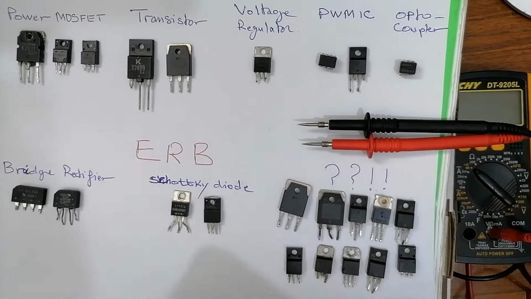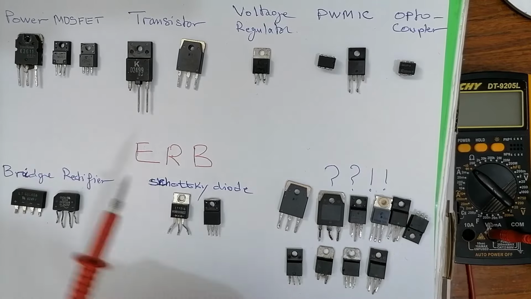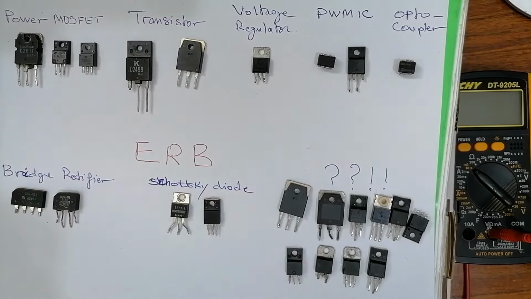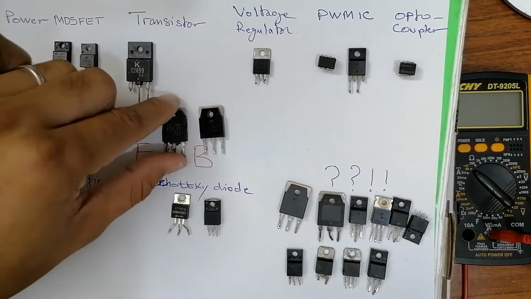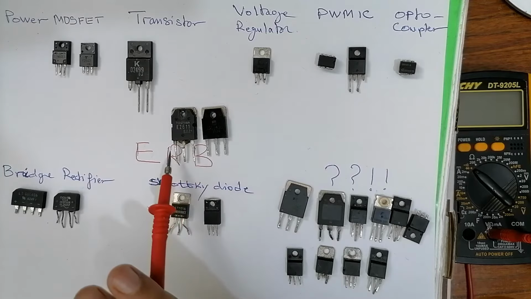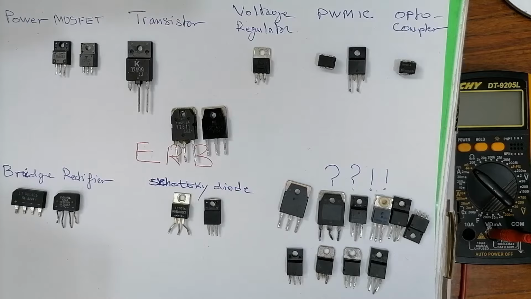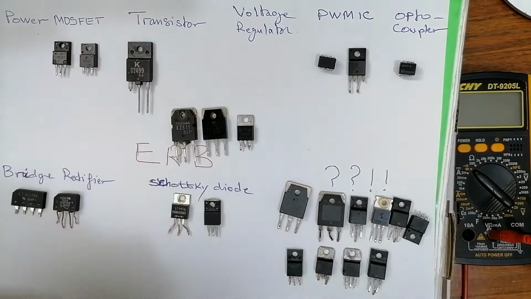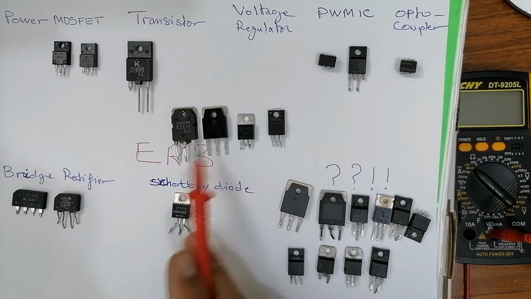So let's get started. So here we have basically main components, as you can see here. We have MOSFET, transistor, etc. So this one, for example, and this one, as you can see, they have the same shape and the same number of terminals. 3 terminals, 3 terminals. Okay? This one also has 3 terminals. This one also has 3 terminals, as you can see.